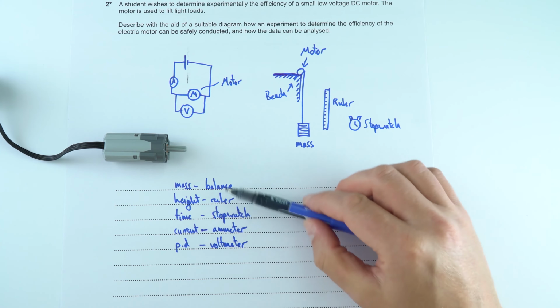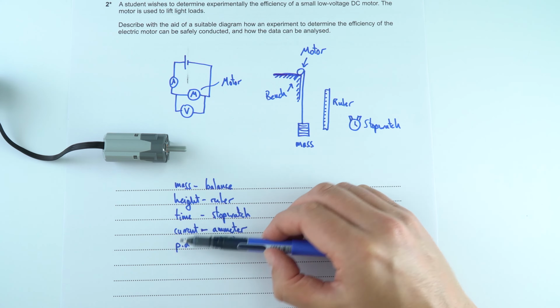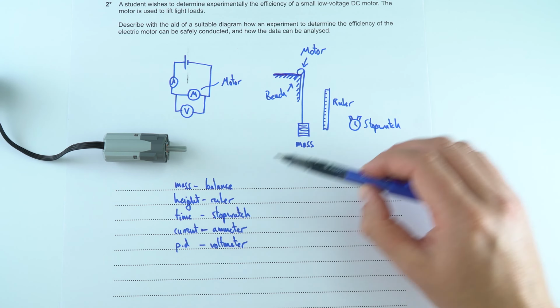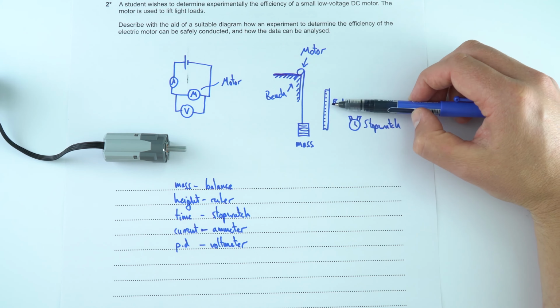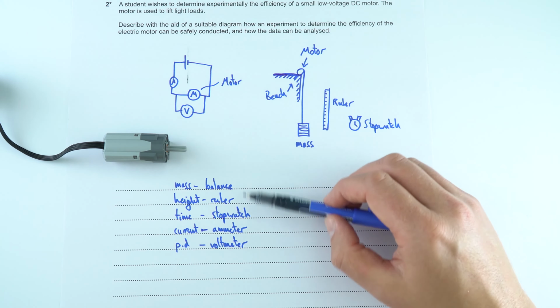Now this stuff here seems really obvious, but you've got to make it very clear the measurements that you're going to be taking and actually what you do to take those measurements. And you can also include information, for example, that the ruler might be clamped vertically, and you can use a set square to make sure that you've got the vertical height that you're measuring.